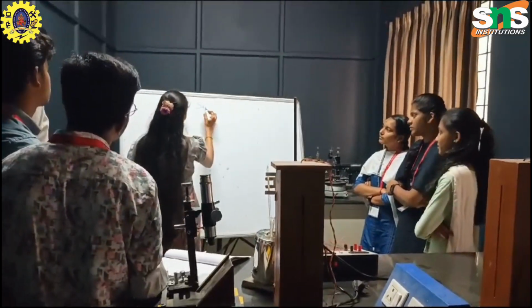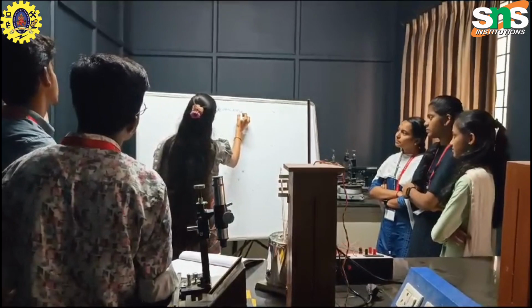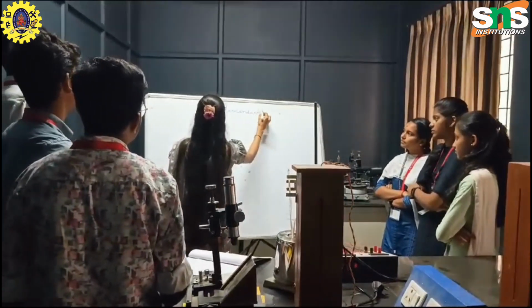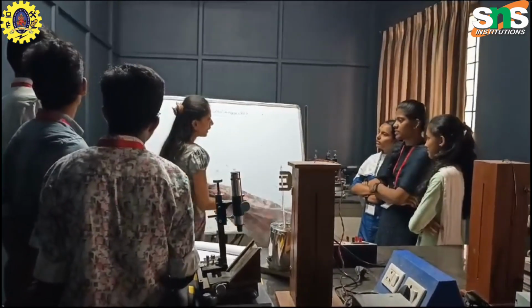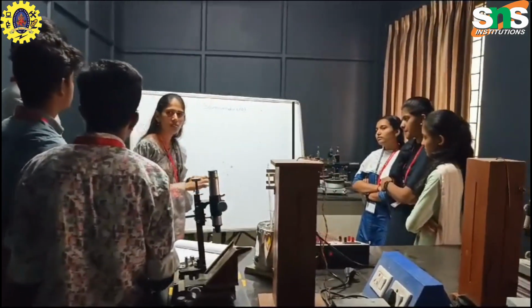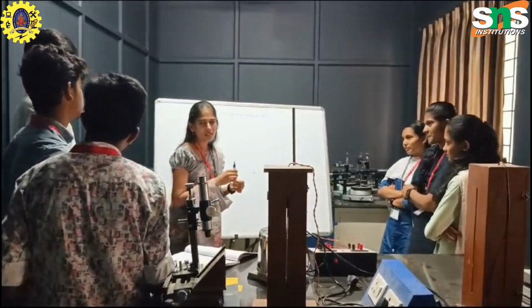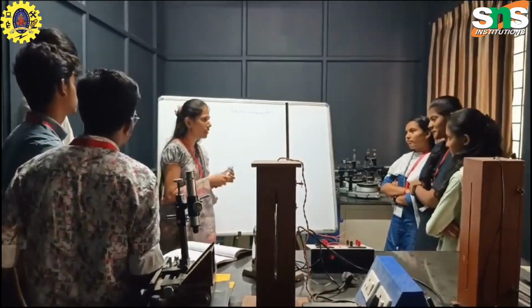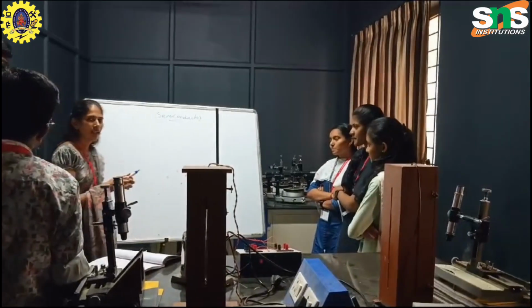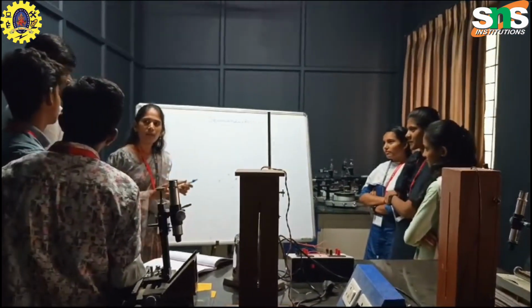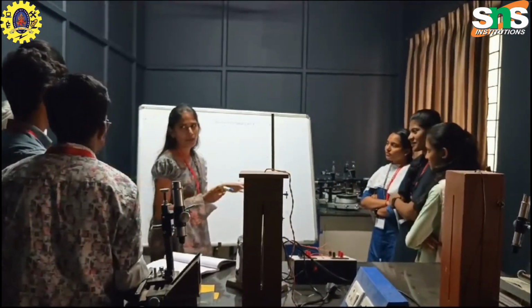Already very well known about conductor, insulator, and then semiconductor. What is a conductor? A substance or material that flows electric current is called a conductor. What is an insulator? A material that does not conduct current is called an insulator. For example, for conductor, copper, and for insulator, rubber, plastic, etc.